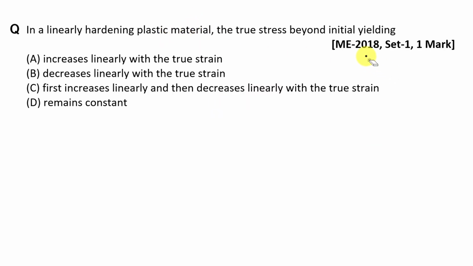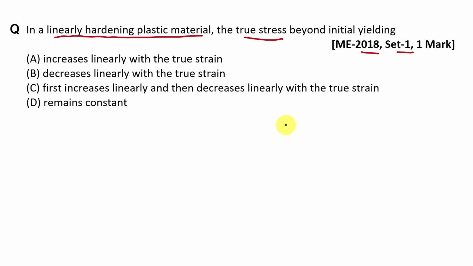Next question is from year 2018, paper set 1. In a linearly hardening plastic material, the true stress beyond initial yielding increases linearly with the true strain, decreases linearly with the true strain, first increases linearly and then decreases linearly with the true strain, or remains constant.